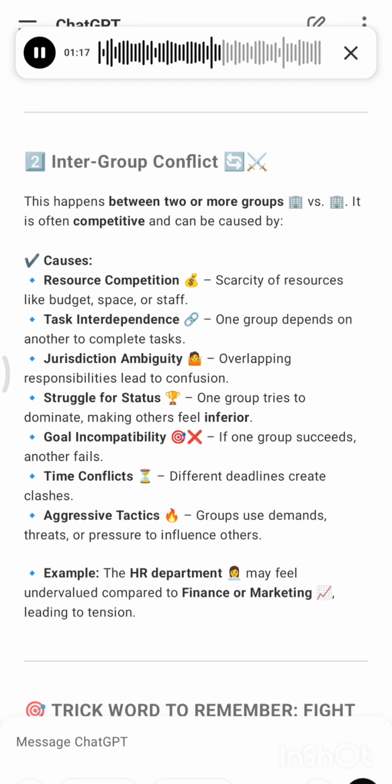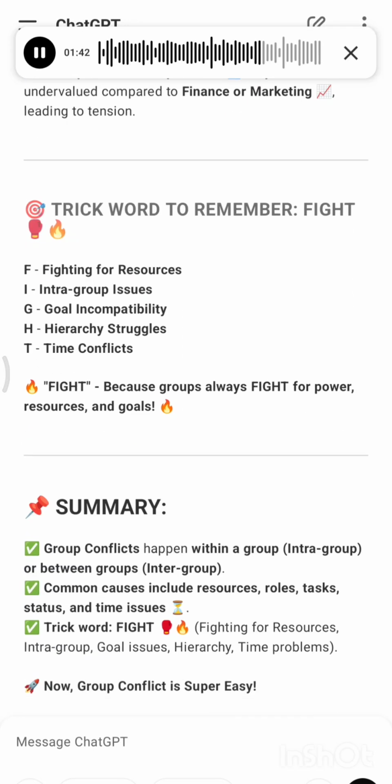One group tries to dominate, making others feel inferior. Goal incompatibility. If one group succeeds, another fails. Time conflicts. Different deadlines create clashes. Aggressive tactics. Groups use demands, threats, or pressure to influence others. Example, the HR department may feel undervalued compared to finance or marketing, leading to tension.